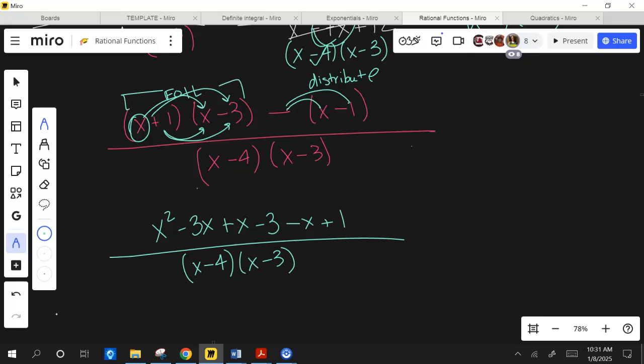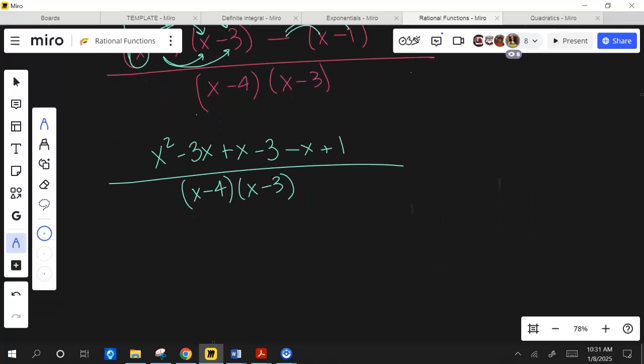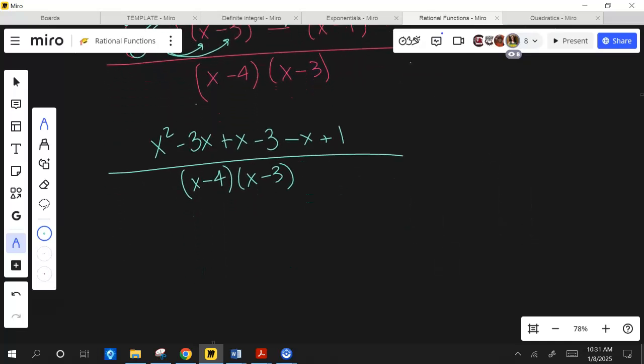No parentheses now. Whenever you have these minuses and pluses that aren't inside the parentheses, you have to eliminate all the parentheses first before you can get more parentheses. All right. We're going to gather up together what goes together. x squared, he's all by himself. -3x, x, and -x.